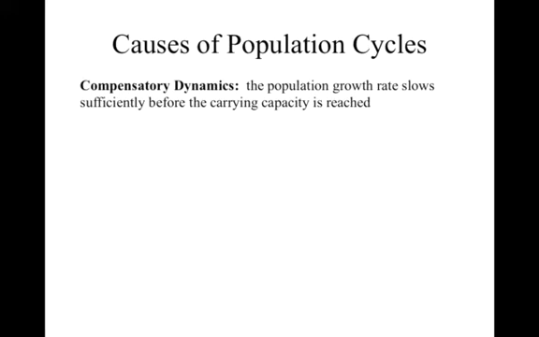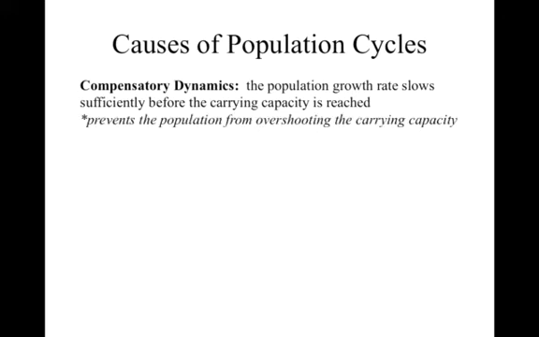Well, really I can divide dynamics into two different categories: compensatory and overcompensatory. So with compensatory population dynamics, the population growth rate slows pretty early on, pretty quickly before the carrying capacity is reached. So, you're halfway to the carrying capacity and the population growth rate is already starting to slow down. And when that happens, it prevents the population from accidentally overshooting the carrying capacity. If your population growth rate is slowing down when you've got 50 individuals and you don't reach the carrying capacity until about 100, then you slowly approach that carrying capacity and you plateau when you hit it.